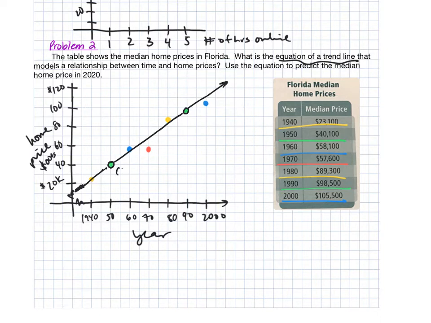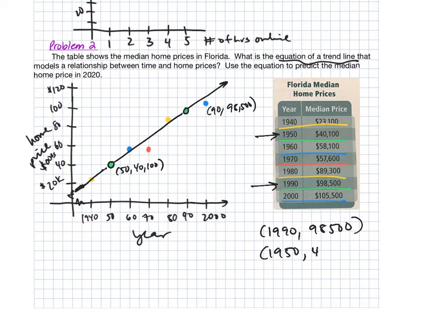Okay, so this point is my 1950 and 40,100. And then this point was my 1990 and my 98,500. Okay, so those are my 2 points that I'm going to use. I picked these 2 points, and so I'm going to use 1990, 98,500, and then 1950 and 40,100, and make a line from these 2 points.